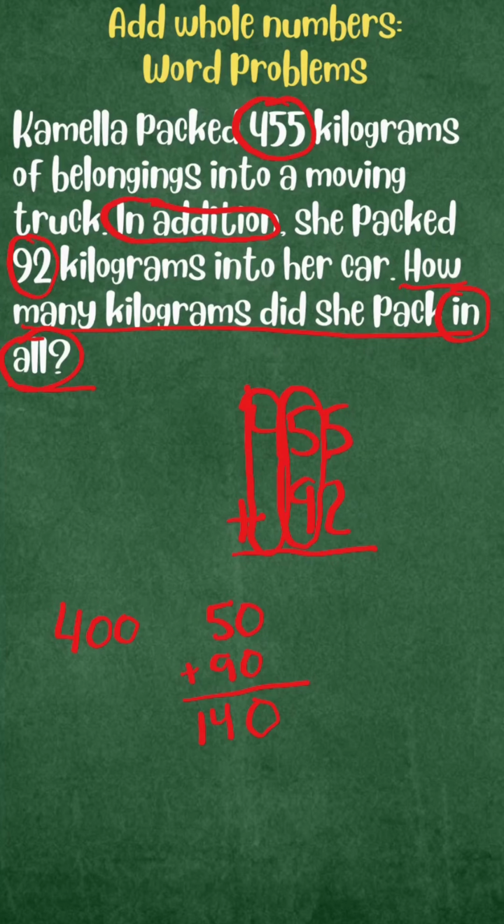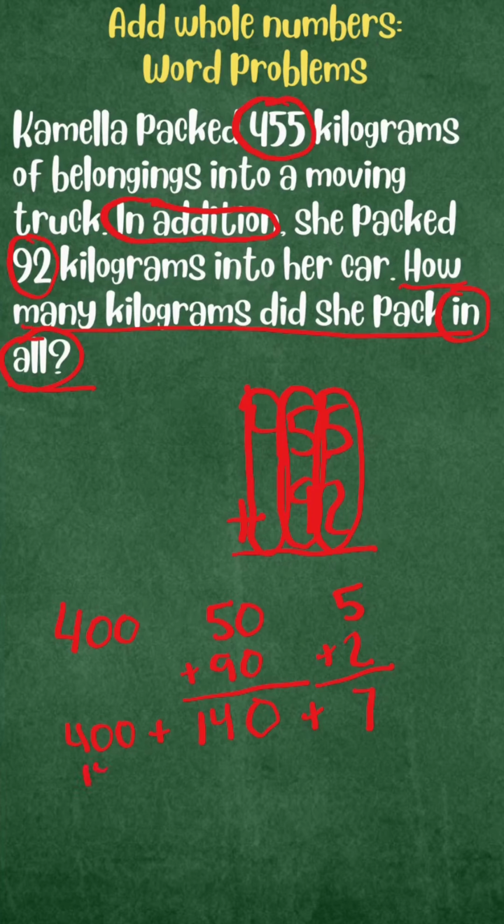And finally, I'm going to look at the last column all the way to the right over here. And I have a 5 and a 2. So I'm just going to add the 5 plus the 2. And that equals 7. Then I would take these numbers and add them together. 400 plus 140 plus 7.